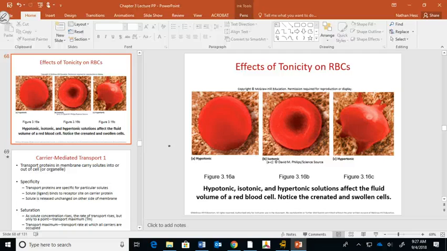So you see the red blood cell swells up or shrivels up, depending on it. Okay? And this is part of the problem when we are dehydrated, right? It actually affects our red blood cells. They can't function. They can't deliver oxygen as well when we're dehydrated.